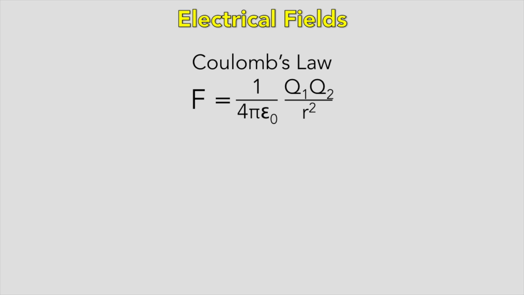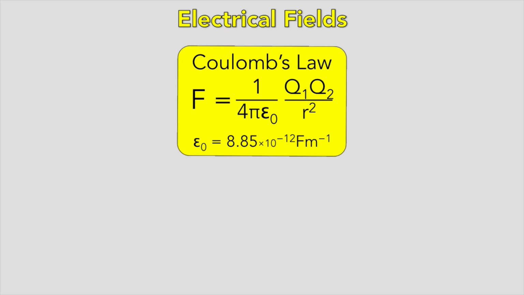Multiplied by Q1 Q2 all over r squared. I think you're given that. Where 1 over 4 pi epsilon naught is a constant, which is 8.85 times 10 to the minus 12 farads per meter, also known as the permittivity of free space.